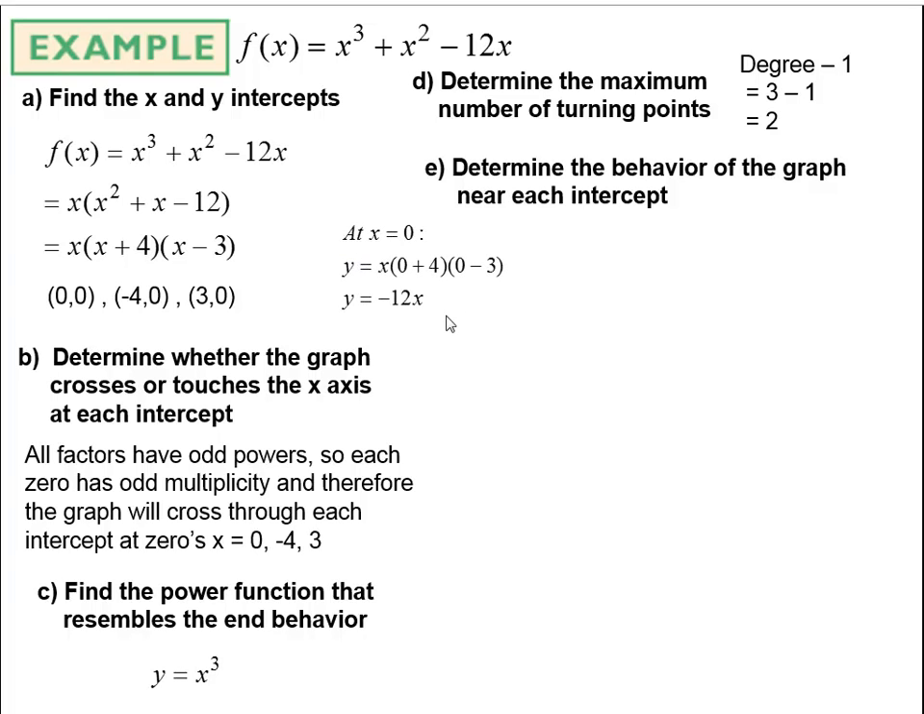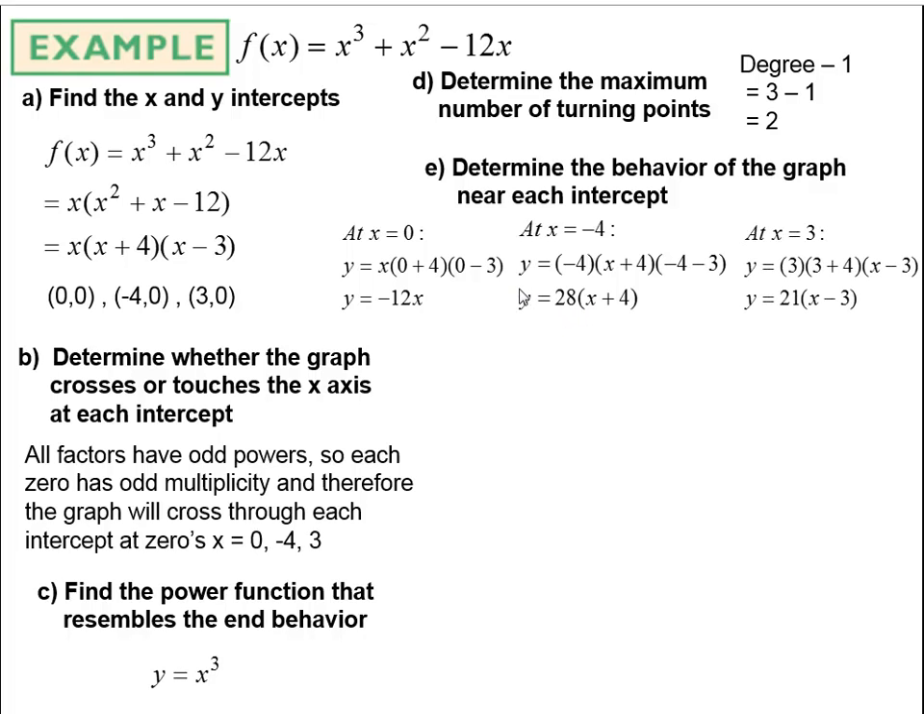All right, so at x equals 0, I'm going to get y equals -12x. That's what the graph will look like, a line sloping downward. At x equals -4, I'm going to get y equals 28x in essence, so a line with positive slope. And then at x equals 3, I'm going to get y equals 21 times x minus 3.